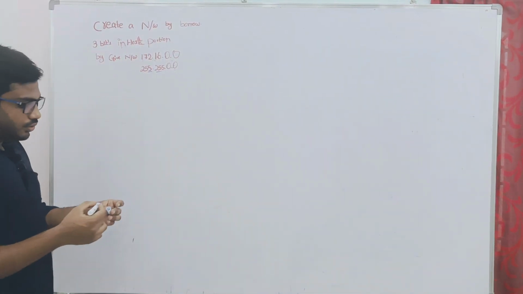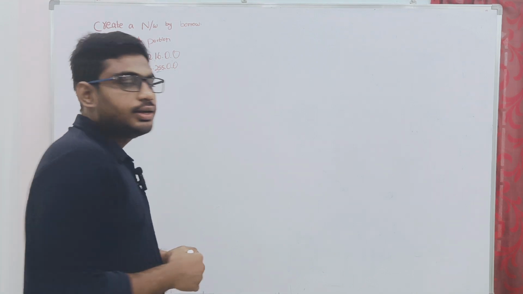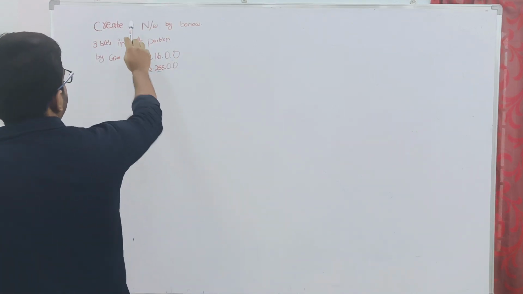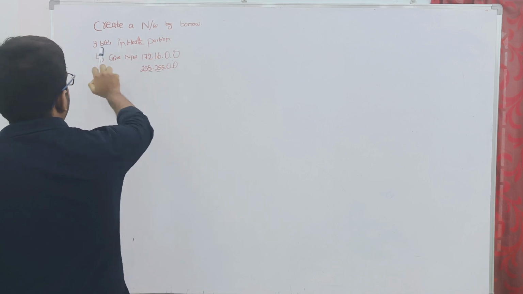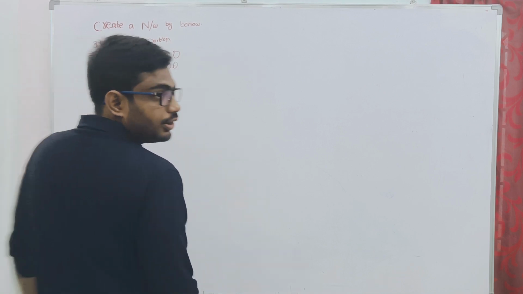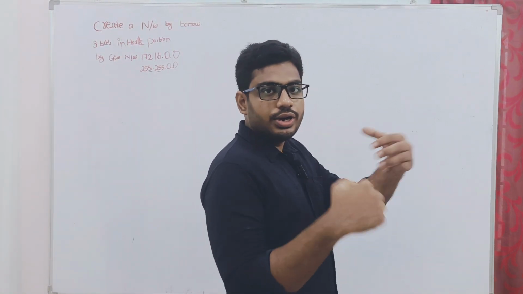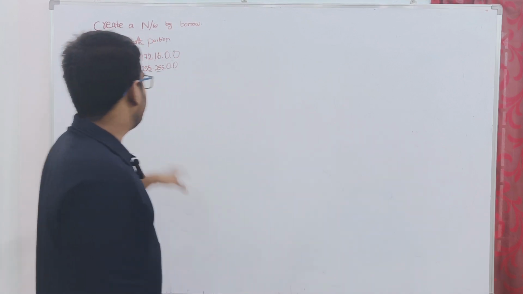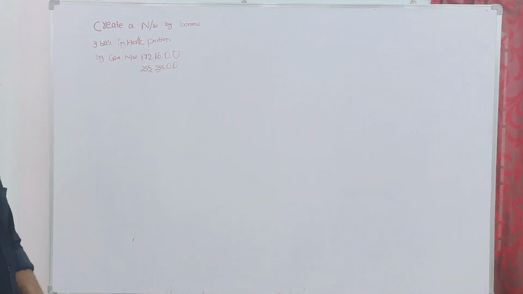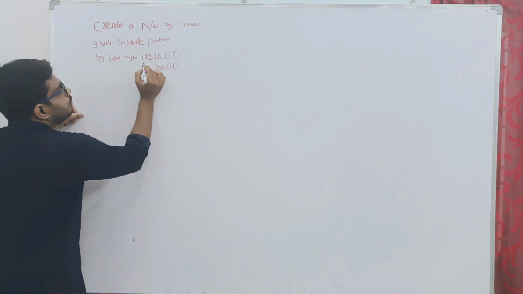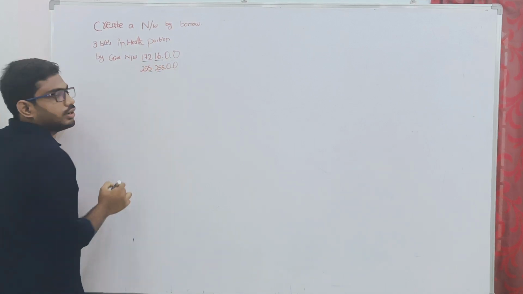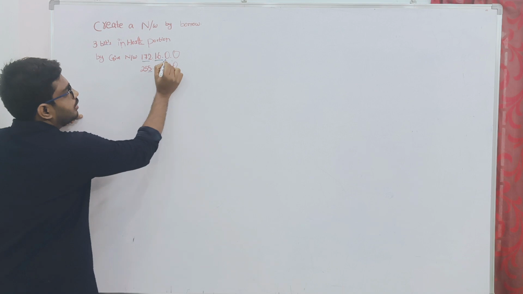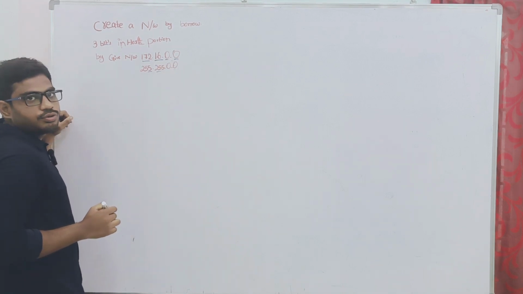So what is our question? Read the question carefully. Here our question is: create a network by borrowing 3 bits in the host portion. What is subnetting basically? Borrowing network bits from the host portion. Here, what is the network portion and what is the host portion? The first octet and second octet are the network portion, and the third octet and fourth octet are the host portion.